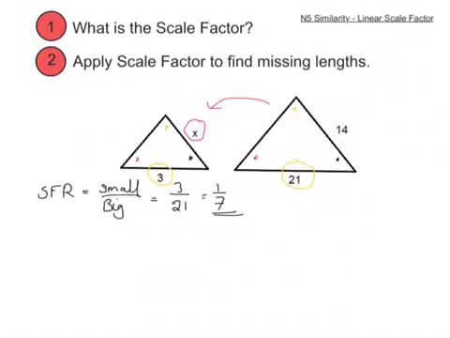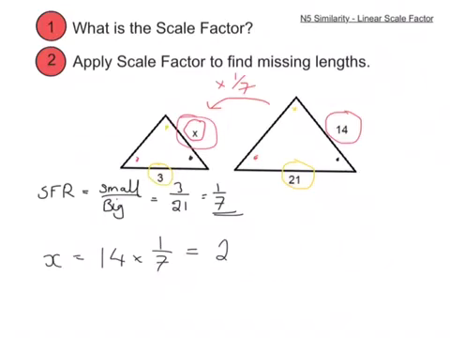That means that to go from anything in the big triangle, all we need to do is multiply by 1 over 7, which is the same as just dividing by 7. Okay, so to get x, again, what we're looking for, we're going to use its corresponding side on the bigger triangle, which is 14. So for x we take 14 and multiply it by the scale factor. 14 times 1 over 7 is 2. So your answer, we don't have any units, so 2 units.